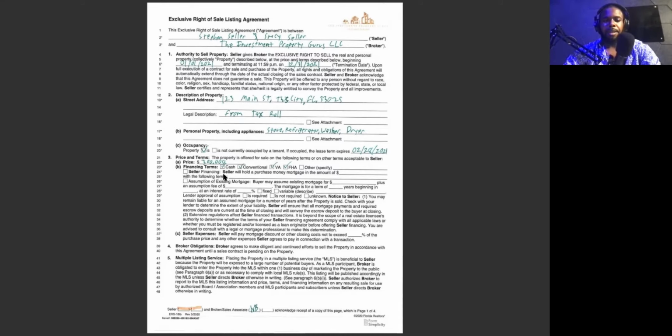I left seller financing blank, and I tend to always leave seller financing blank because in this market, it shouldn't be hard, especially if you're priced right, to just go out and sell it fair and clear, and the seller shouldn't have to wait that long for the finances. If you do, then this is where you're going to fill it in.